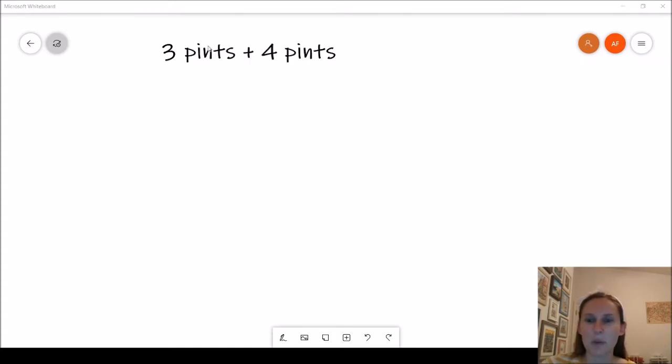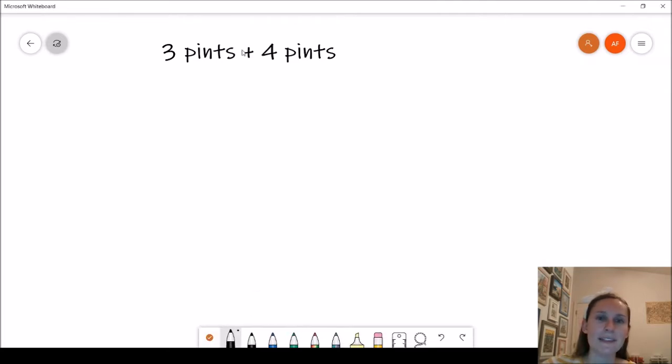Here I have 3 pints plus 4 pints. Once again, these are the same units, so I can easily add them together. 3 pints plus 4 pints gives me 7 pints. But once again, just like before, I am going to be able to regroup because I know that it only takes 2 pints to make a quart.